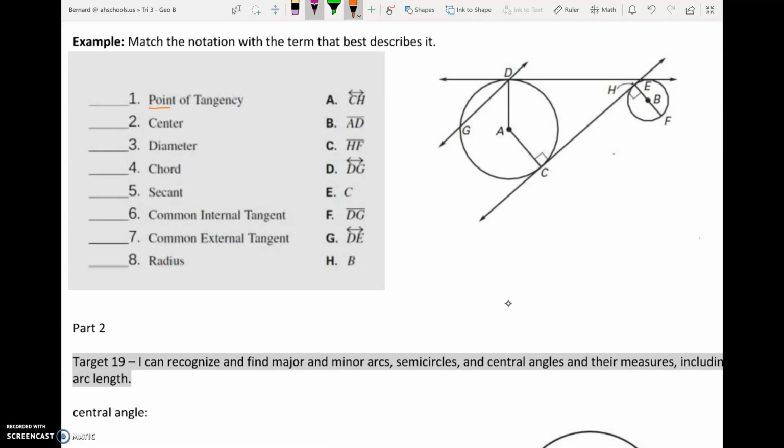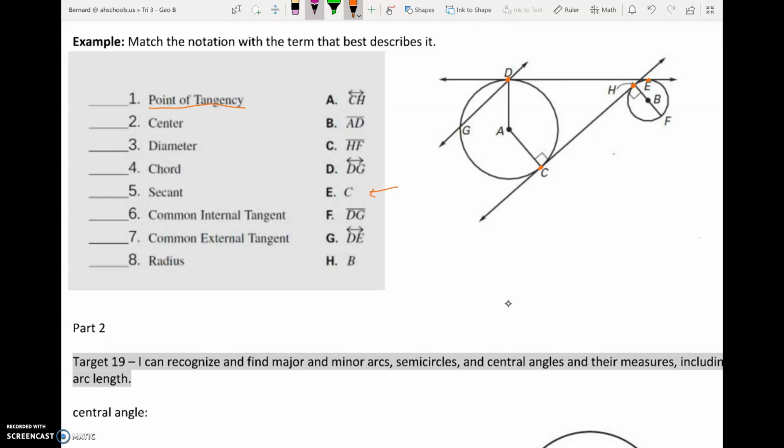So point of tangency. Remember, that's just where a tangent line hits the edge of the circle. And so there's lots of them. It could be D here. It could be C. It could be E. And it could be H, right? There's 4 different points of tangency here. So let's look at our options. Which one of those do we see? So D, C, E, and H.